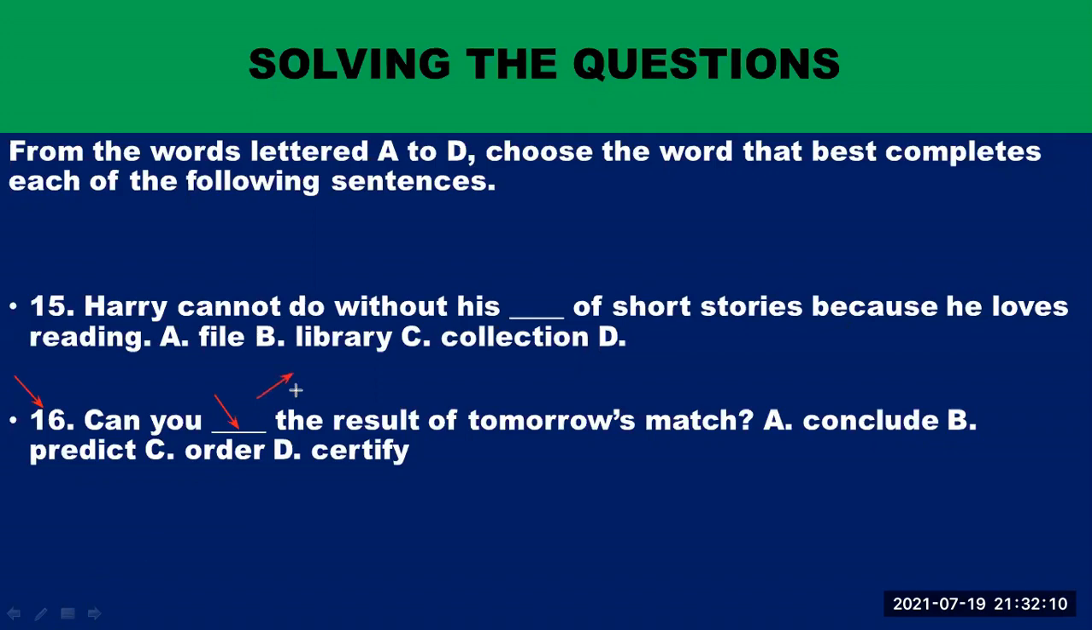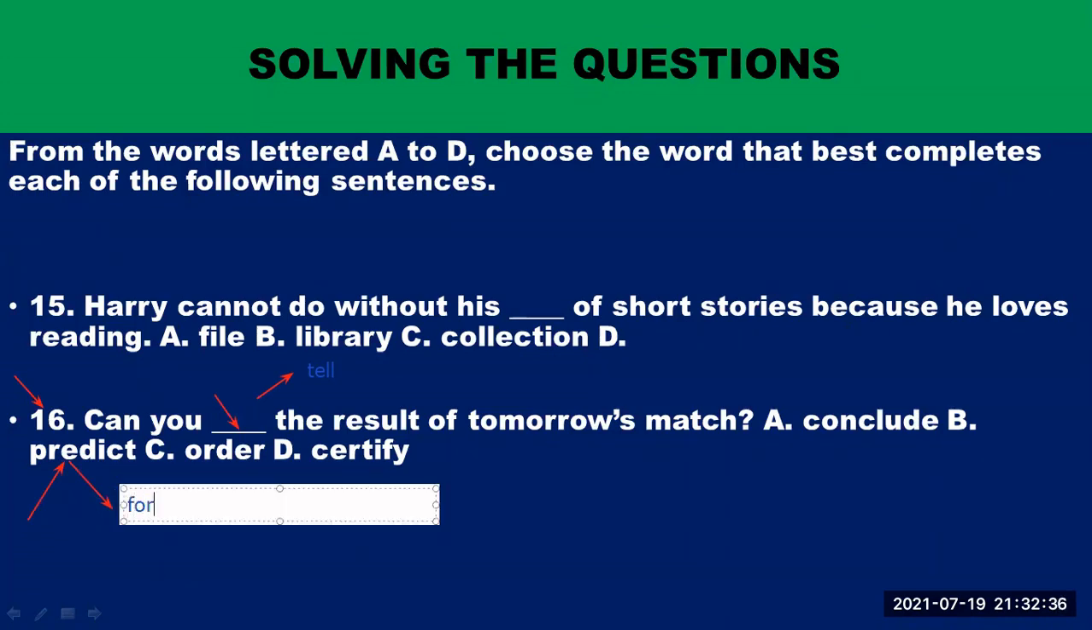Now, if you can tell the outcome of a match that has not yet been played, the appropriate word is predict. So you often hear of people making predictions. You predict the results of tomorrow's match because that match has not yet been played. So it is about forecasting. So the appropriate word is predict. If we put it in here, we have the sentence, can you predict the result of tomorrow's match? So that is correct. Question 17, the river dashed across the plain.